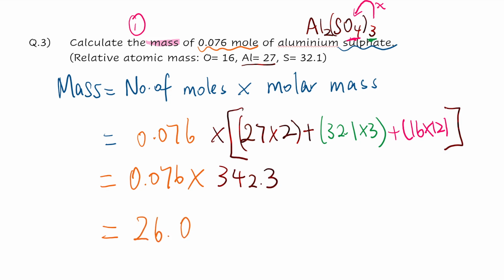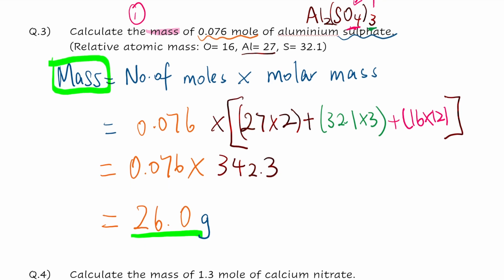26.0. 3 significant figures. Now in chemistry, in the DSE, you don't need to always specify that it's 3 significant figures. It's already assumed in the chemistry DSE that it's going to be 3 significant figures. But one very important thing here is that you definitely need to write the unit. That's a must. So please remember to add back the unit. For mass, as I told you, it's in grams. So here, 26.0 grams. Okay, so this is the answer for question 3.